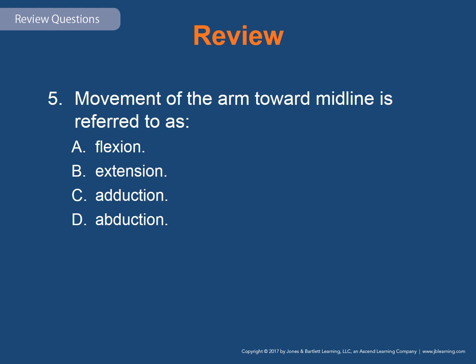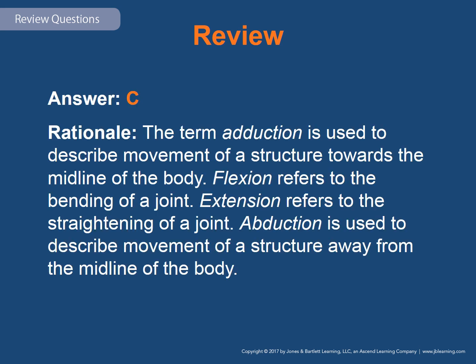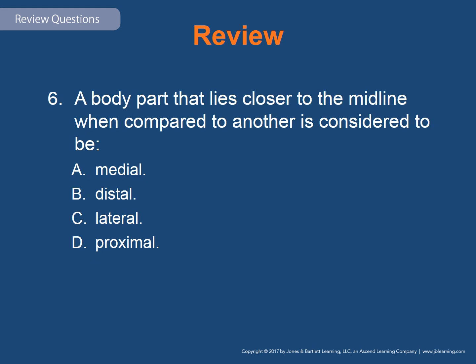Movement of the arm toward midline is referred to as flexion, extension, adduction, abduction. Answer is C. The term adduction is used to describe movement of a structure towards the midline of the body. Flexion refers to the bending of a joint. Extension refers to the straightening of a joint. Abduction is used to describe movement of a structure away from the midline of the body.